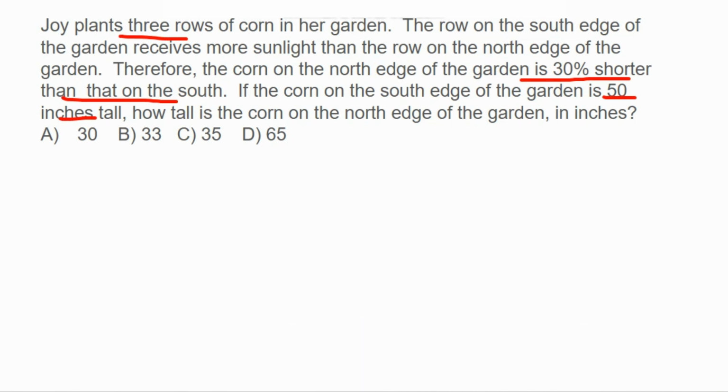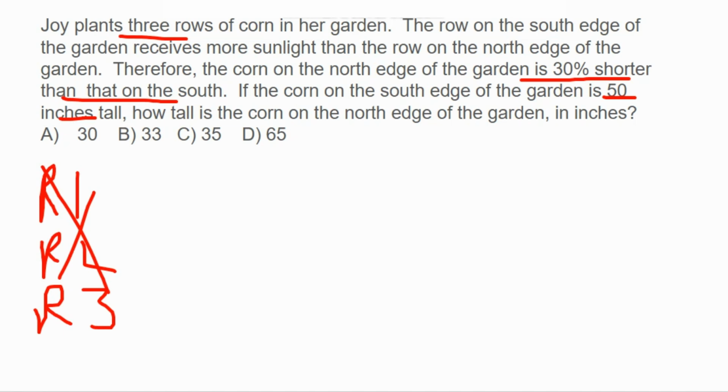The first thing you've got to notice is it says 3 rows. So when I first started working this, I did row 1, row 2, row 3, but it turns out you don't need 3 rows. It's not really needed in this problem. It's only talking about 2 of the rows. It says the north edge is 30% shorter than that on the south.